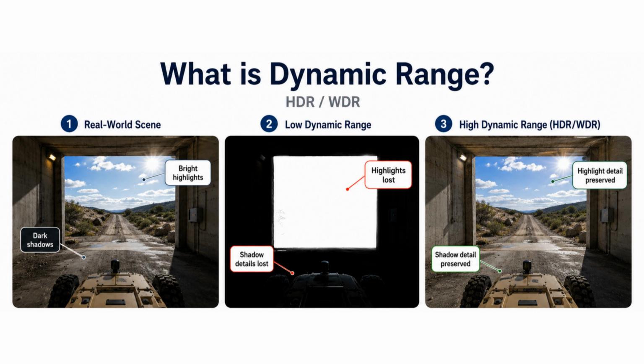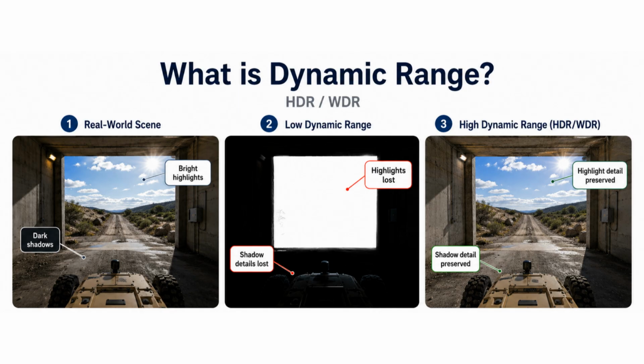Dynamic range is a camera's ability to capture useful detail in both the brightest and darkest parts of the same scene. For example, imagine a vehicle moving through a dark tunnel toward bright sunlight. A camera with low dynamic range may show the outside as completely white, while the tunnel interior appears almost black. A camera with high dynamic range, often called HDR or WDR, preserves detail in both areas at the same time.